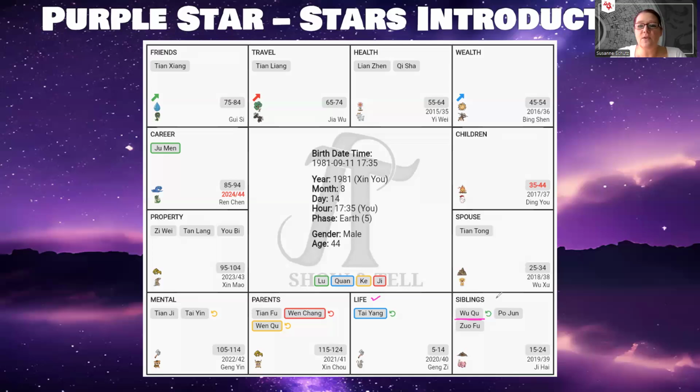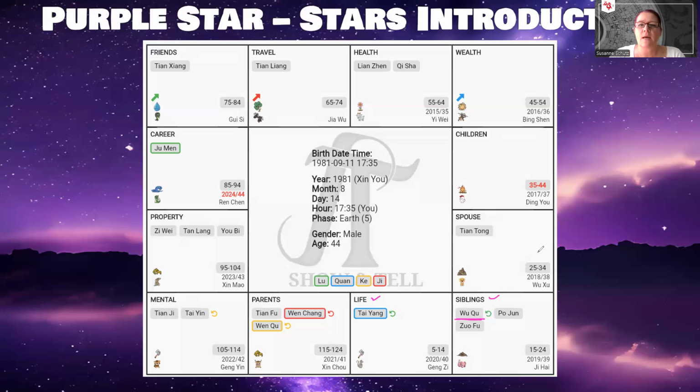Now, if you have Wu Qu in the siblings' palace, like this person here, usually the affinity with siblings or with the mother, because the siblings' palace represents the mother more so than the parents' palace, is not great. Now, it could mean that you're just not really clicking, or maybe you move far, far away from your siblings or your mother, and therefore the affinity is just not there. It doesn't mean that there's outright tension or aggression or just discontent. But you're not as close as other people are to your siblings or your mother.